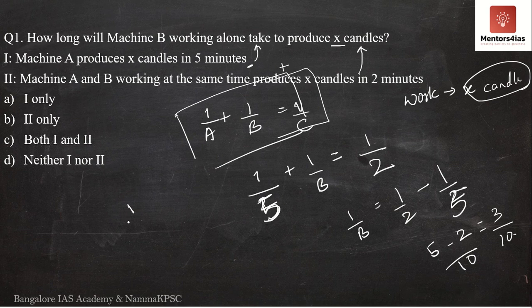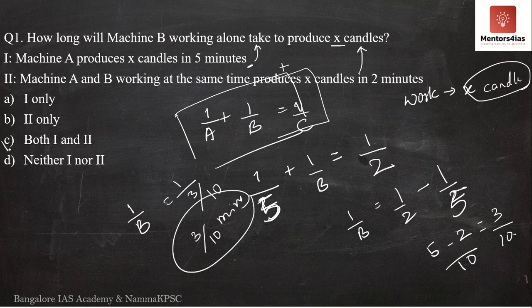So I have 1 by B. 1 by B is nothing but 3 by 10. So the amount of time required to produce X number of candles by machine B is nothing but 10 by 3 minutes. So the answer is both 1 and 2. I will require both statements 1 and 2 to answer this particular question. So it's option C.